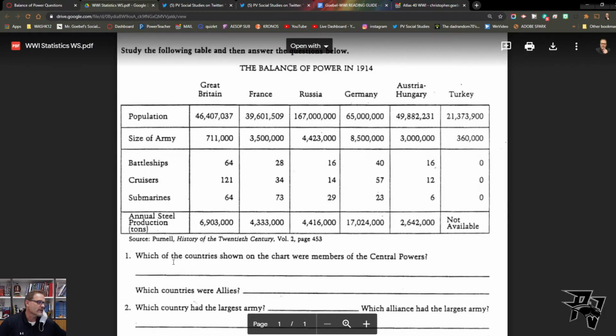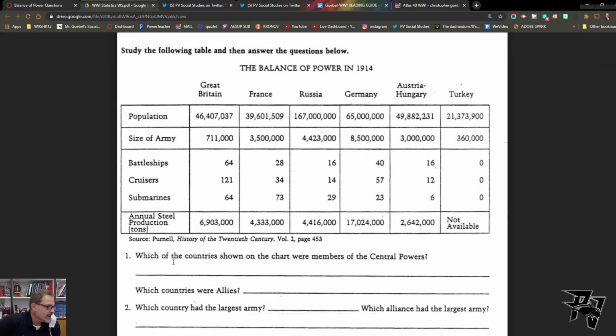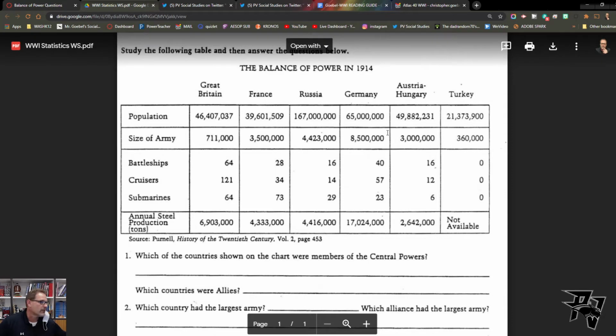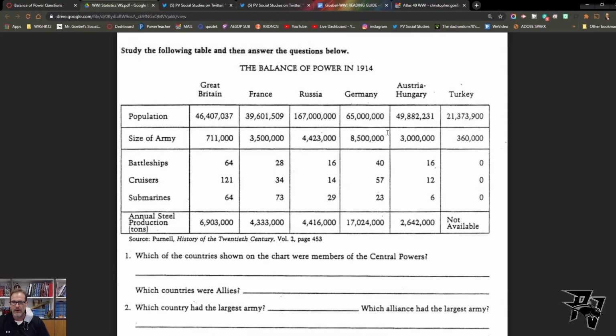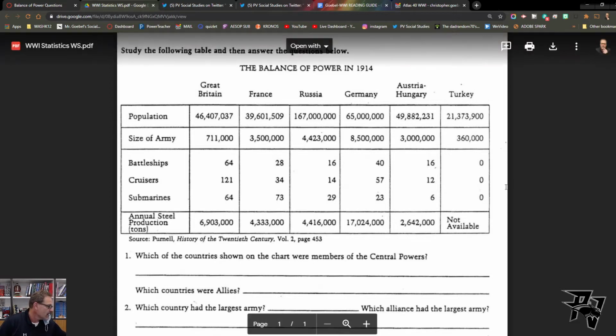So the first question asks, which countries shown on the chart were members of the Central Powers? And right there, your answer's right there. It's very simple. I'm not going to worry about these questions because quite honestly, it doesn't do this page justice. So let's look at it for what it really represents. And what it represents is a really great example of looking into the future.